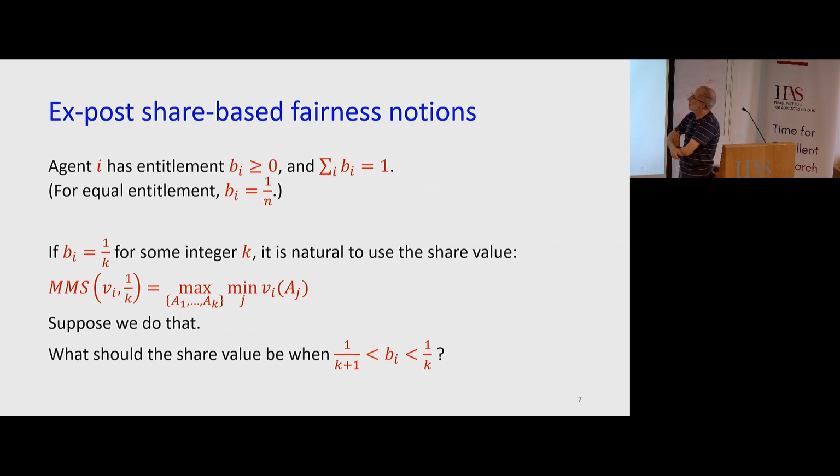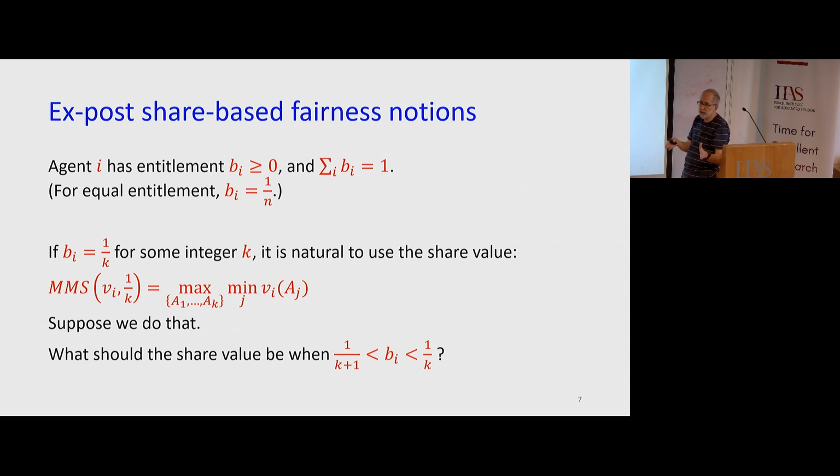Okay, so now we want the ex-post share-based fairness notions. So recall the agent has an entitlement b_i, which is non-negative. The sum of entitlements is 1. For equal entitlement, this means that every agent has entitlement 1 over n, but more generally it could be different. And the question is, what would be a good share notion? How would we generalize something like the MMS share?